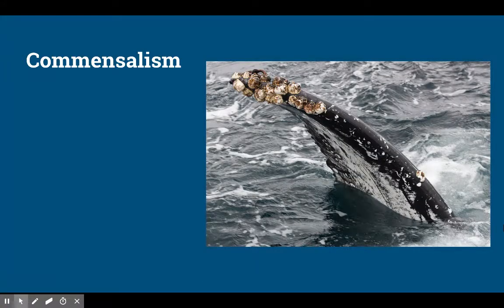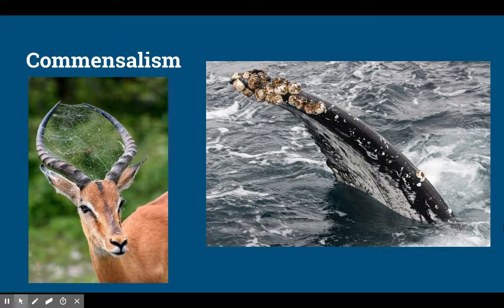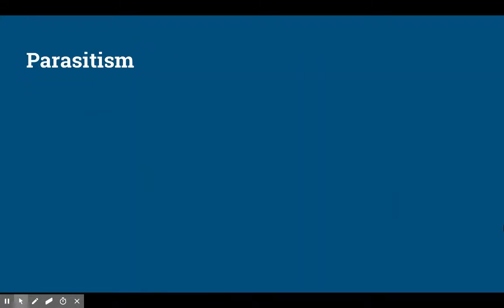Commensalism, you have one organism that's benefiting, the other one, it doesn't really matter. In this case, you have these barnacles that are getting on the whale's fin. They're getting a free ride and they're getting food. Again, it doesn't really hurt or harm or benefit the whale. In this case as well, you have the spider web. Again, free ride. You can assume there are flies around this gazelle. They're making use of the gazelle's horns, whereas again, the gazelle is neither harmed nor benefited.